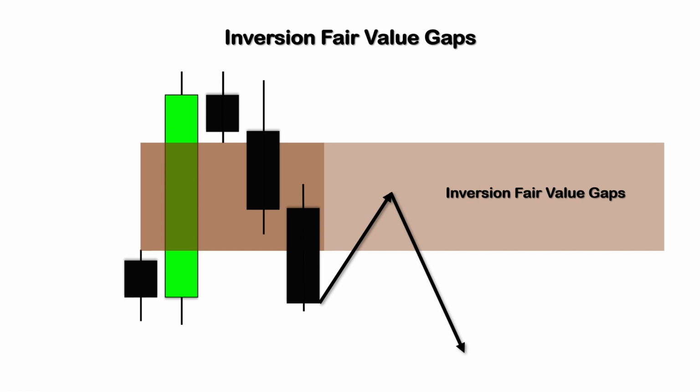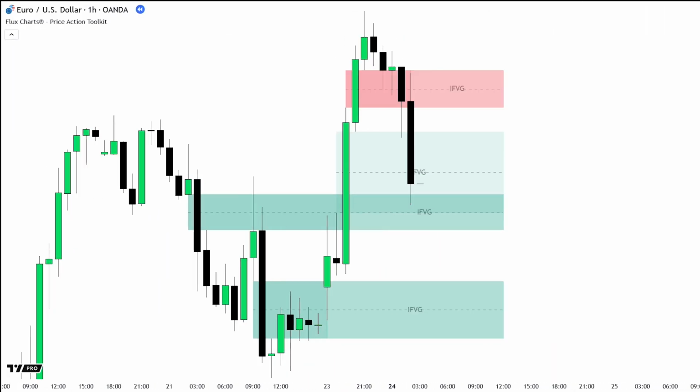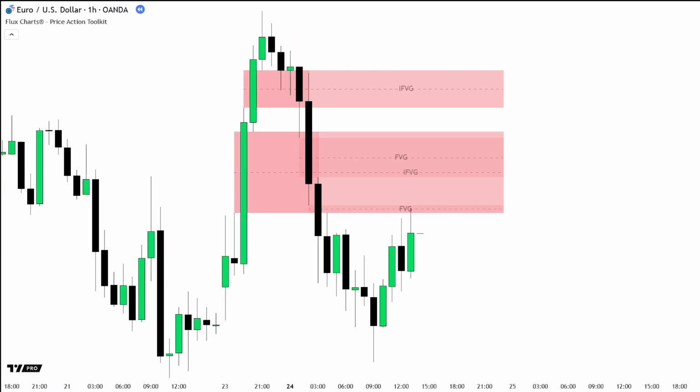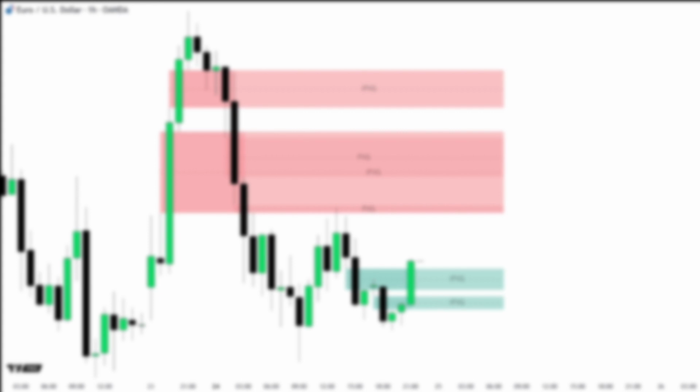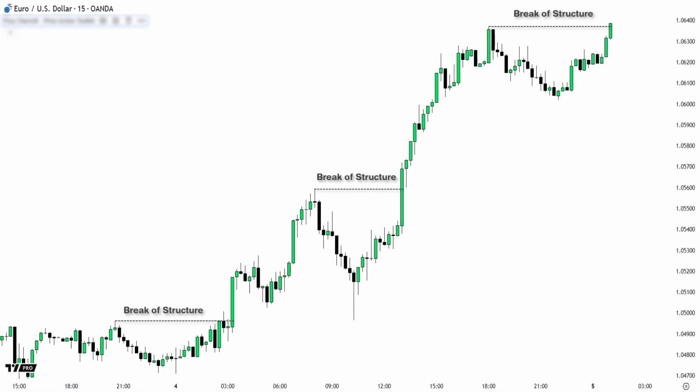Most traders don't spot these, but they are critical for understanding market structure. This indicator marks FVGs and inversion FVGs on your chart automatically, giving you a clear map of where price is likely to move next. Market structure is the foundation of smart money concepts, yet many traders struggle to read it accurately. Here, we see a clear break of structure.